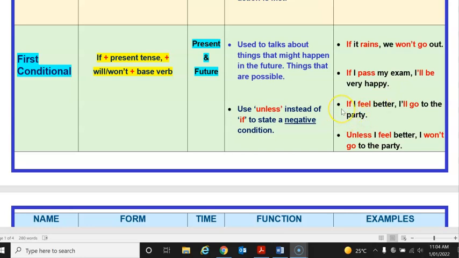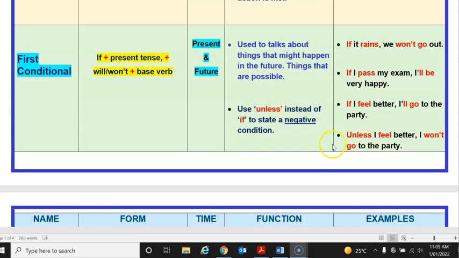Another example, if I feel better, I'll go to the party. Just note that if we want to give a negative condition, we use the word unless instead of saying if not.